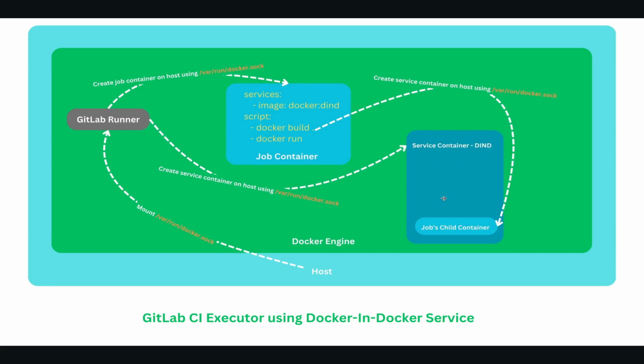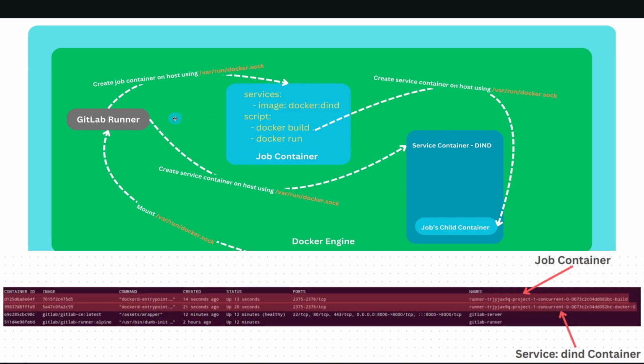So when we run a pipeline, you always see two containers. One is the service container and the other is the actual job container, where the GitLab runner is cloning the GitLab project repository, and then it runs the script part from that pipeline.